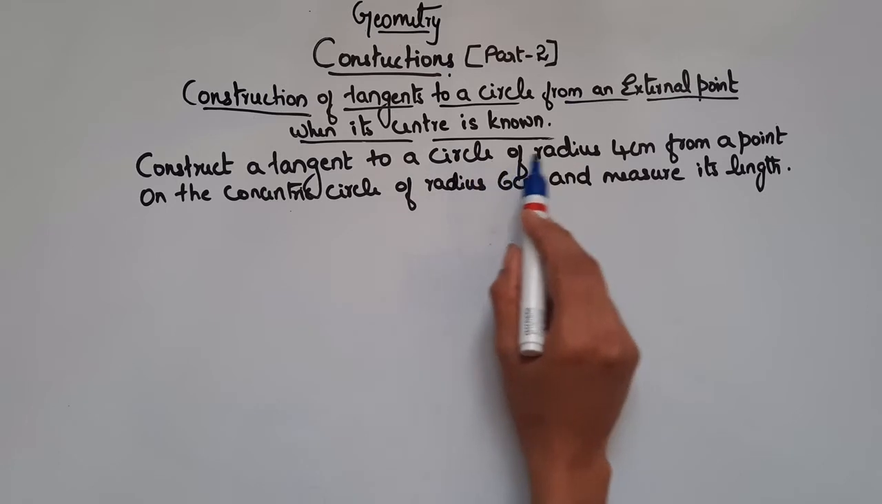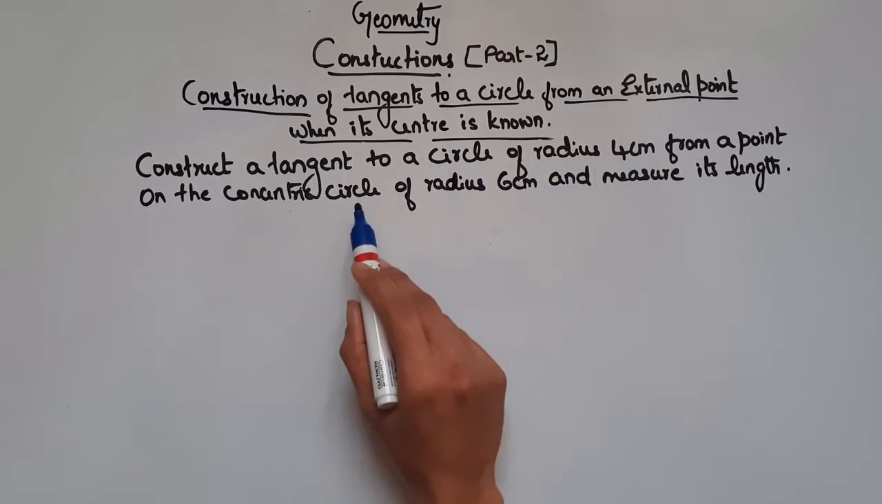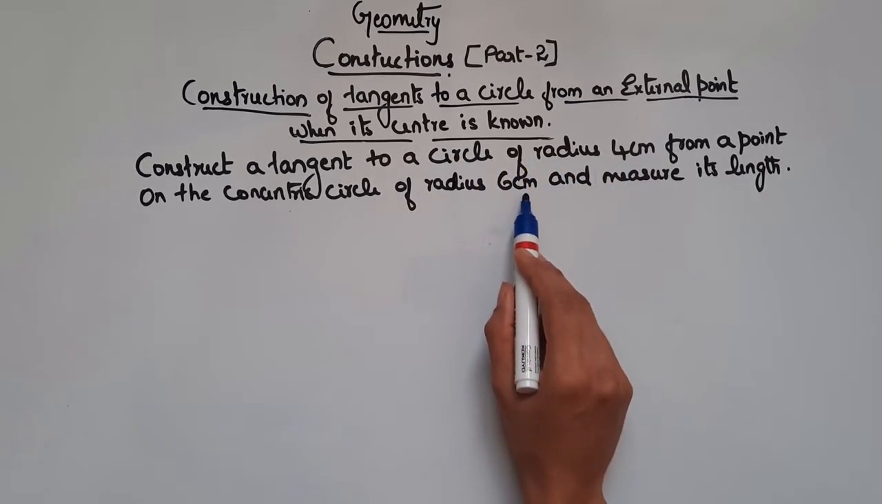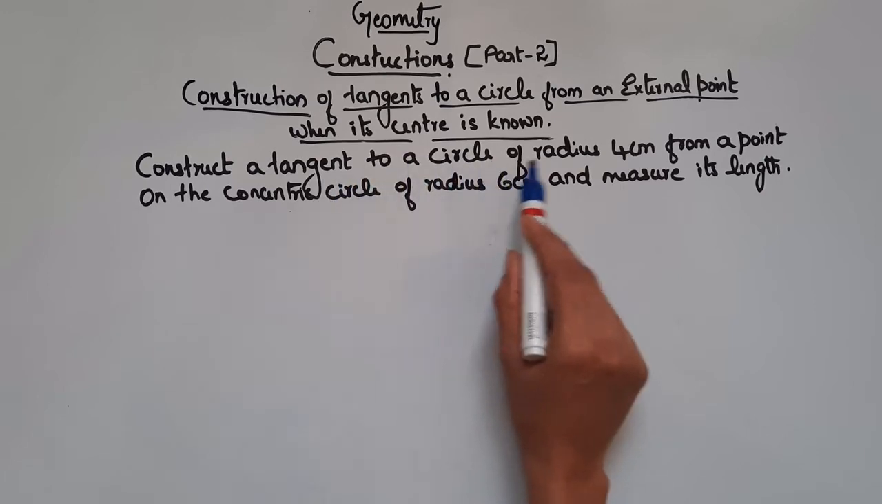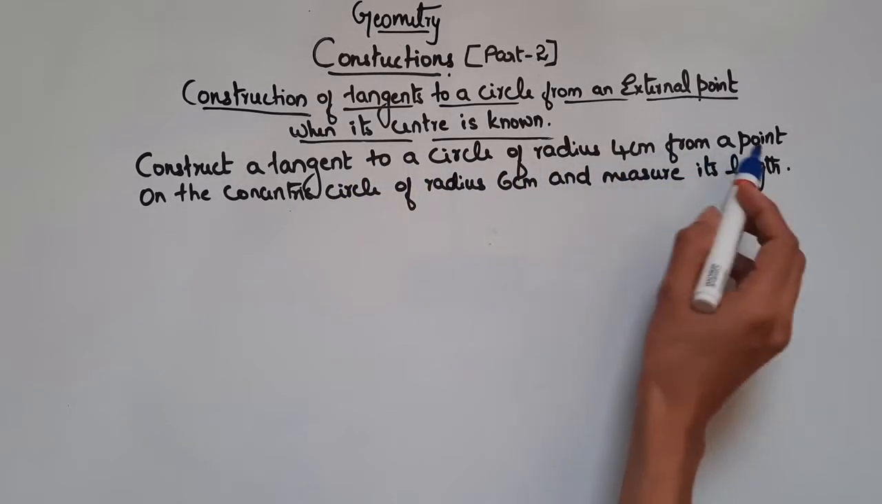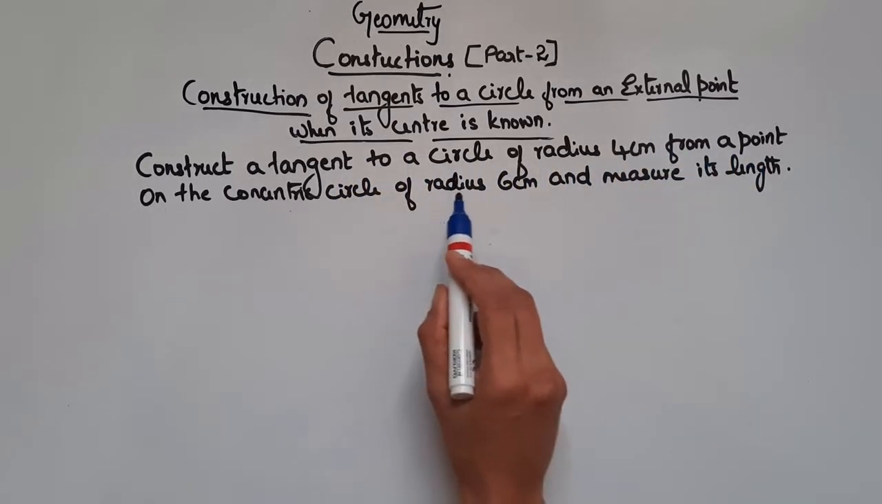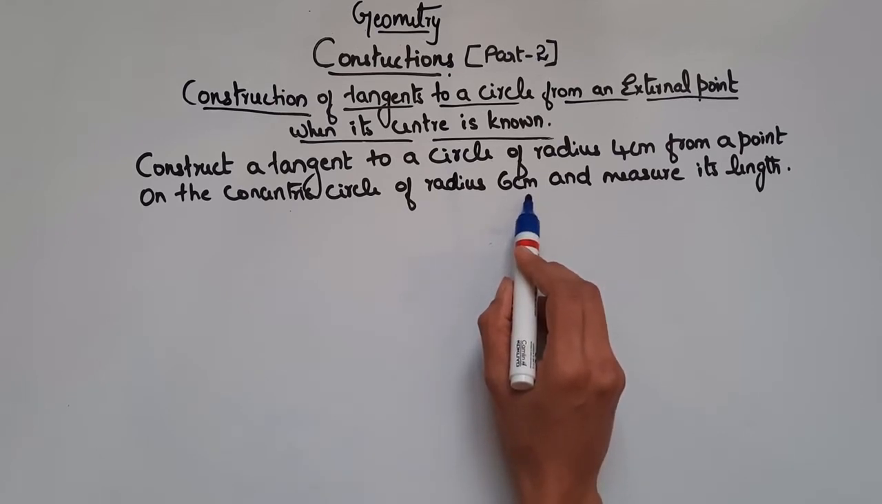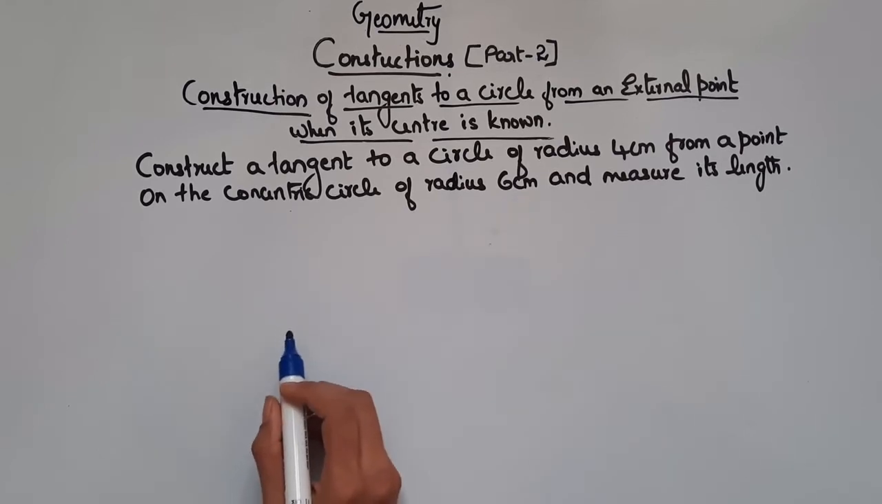So one circle is of radius 4 cm and another circle is of radius 6 cm. So we have to draw a tangent to a circle of radius 4 cm from a point on the concentric circle of radius 6 cm. So let's see how to do this.